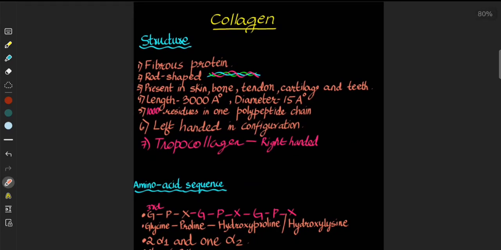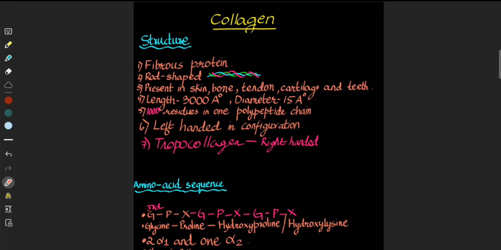We're going to learn about the proper formation of collagen, like how collagen forms, and then how it comes out as an extracellular tropocollagen. Then some galactose and glucose will be added, so that we're going to look at in our next video, and I'm going to post it soon.